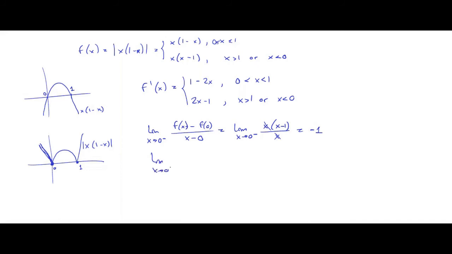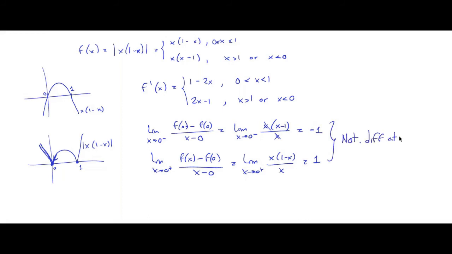Now, if you compute the limit when you go to 0 from the right of this function, x times 1 minus x, again divided by x, the result is 1, because you see that the slope when you come from the right is positive 1. So f is not differentiable at x equals 0, and a similar argument will give us the same thing at 1. So the function is not differentiable at 0 or at 1.